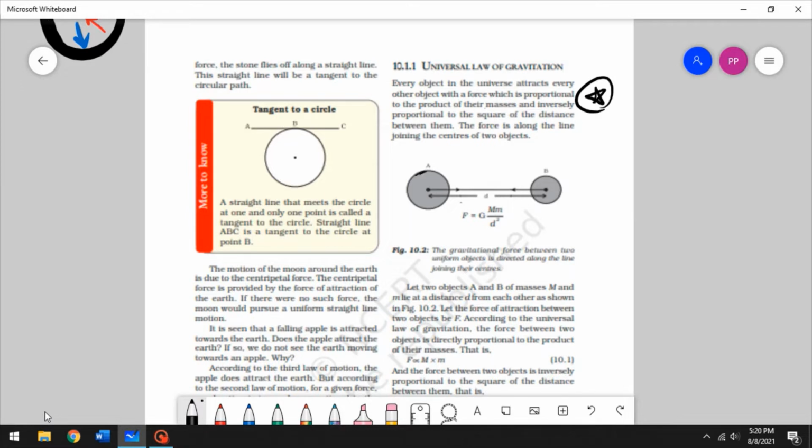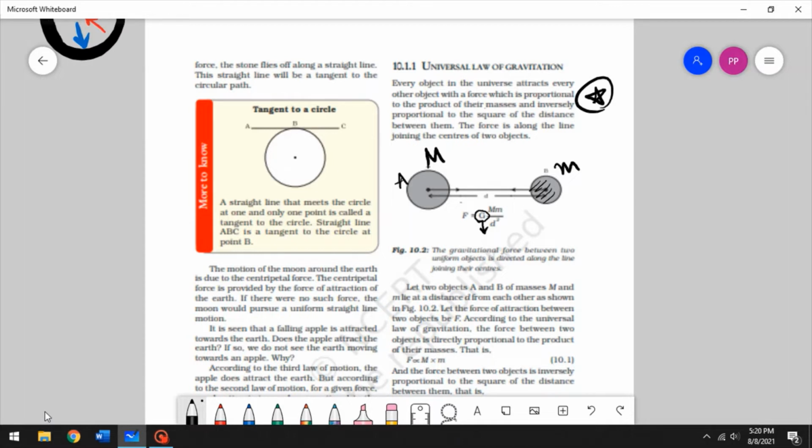Alright, so let's say this is object A and this is object B. They have distance d in between them. Object A has a mass capital M. Object B has a mass small m, like uppercase M, lowercase m, and G here is the gravitational constant.